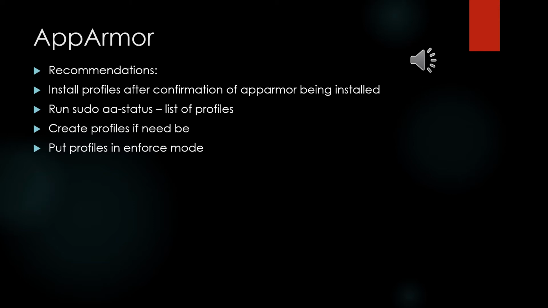As far as the recommendations for AppArmor, I have installed the profiles, run sudo aa-status. That will list the profiles so you can see what's actually running and what's actually being enforced. Create custom profiles whenever need be, if the ones that are already installed and the extra packages installed do not cover what you need. And mainly put profiles in enforce mode over complain, so you can have the highest level of security for your server on top of IP tables.